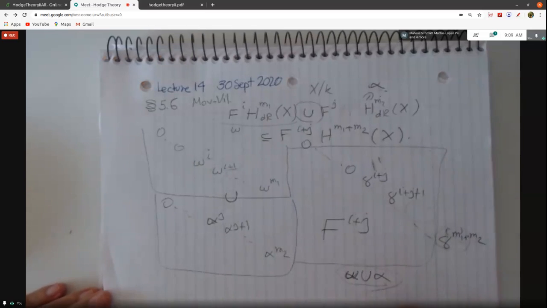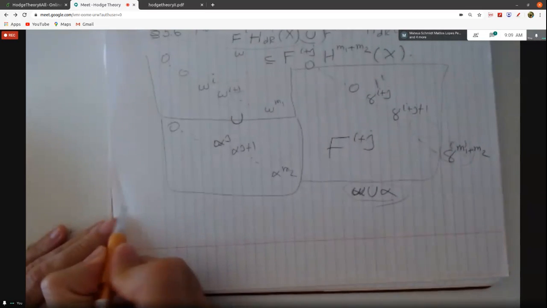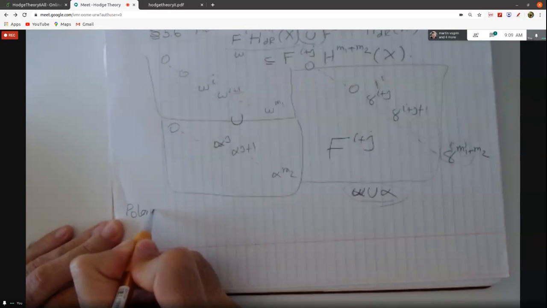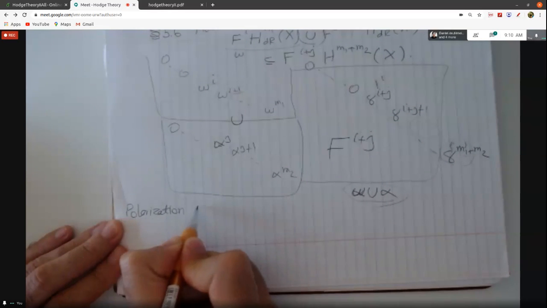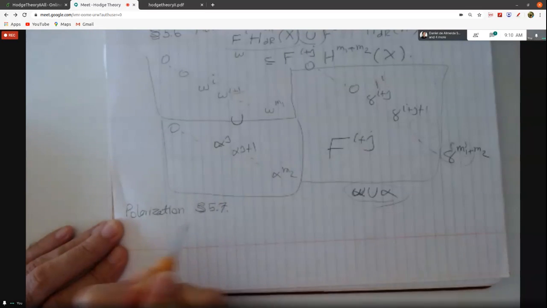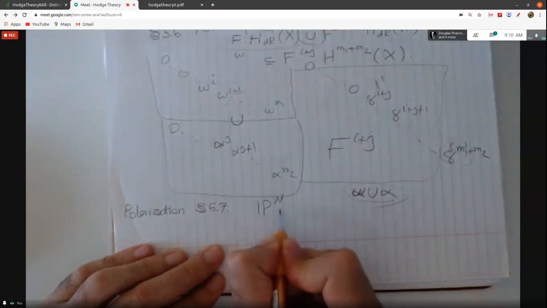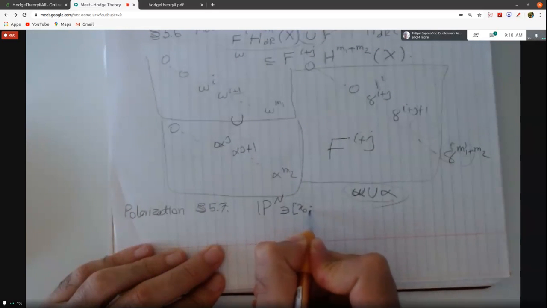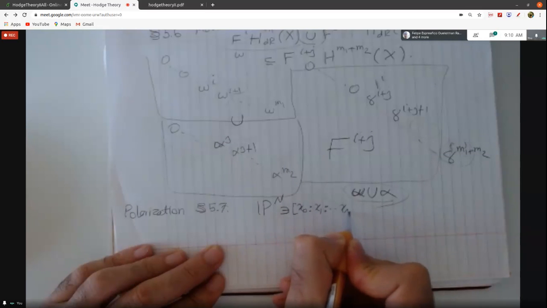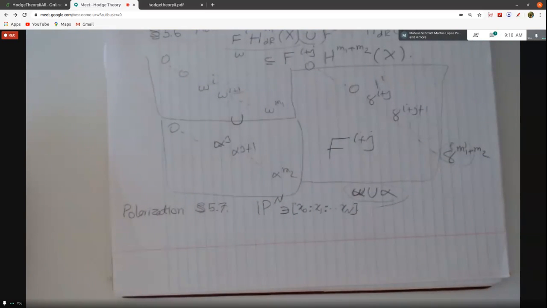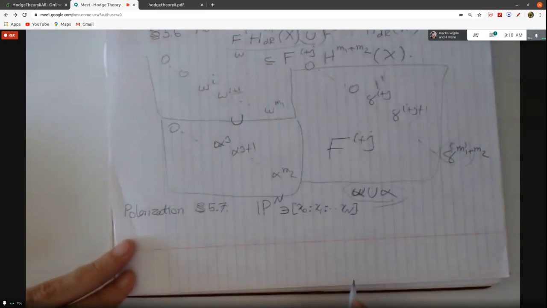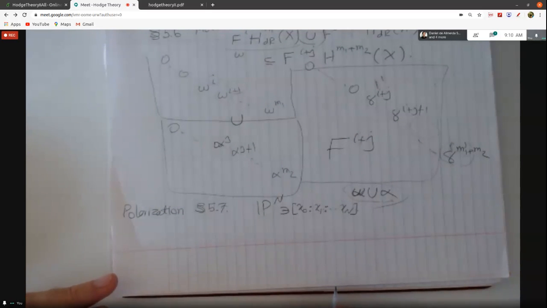So maybe let's go to the polarization. This is section 5.7, and again let's take the coordinate system x0, x1, ..., xn. Again, you might ask why I define this element, but the proposition after this will make it clear why we are doing it this way.